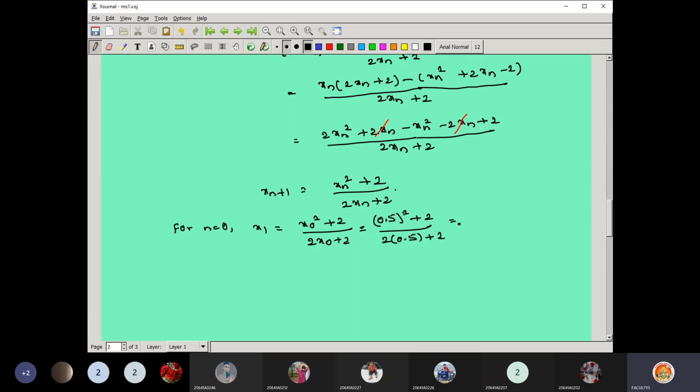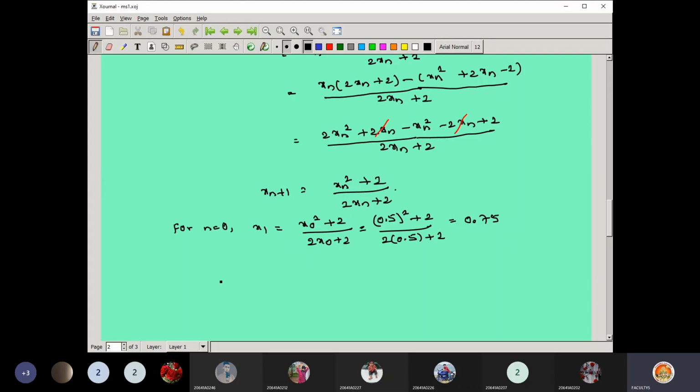Now again you can use your divided by button. Directly you are getting 0.5 square plus 2, total divided by 2 into 0.5 plus 2. So you are getting 3 by 4, or I can say 0.75. Right, so the first root is 0.75.